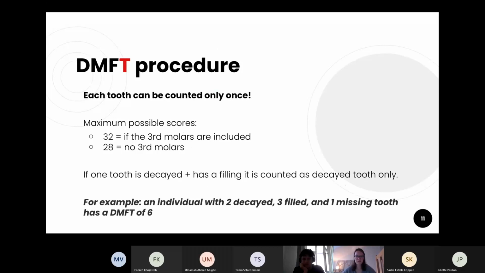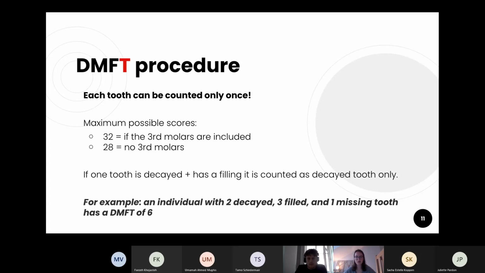The DMFT procedure is basically you just go from one tooth to another, and you basically just write how many teeth are decayed, filled, or missing. And it depends how many teeth the patient has. So 32 if the third molars are present, 28 if no third molars are present.